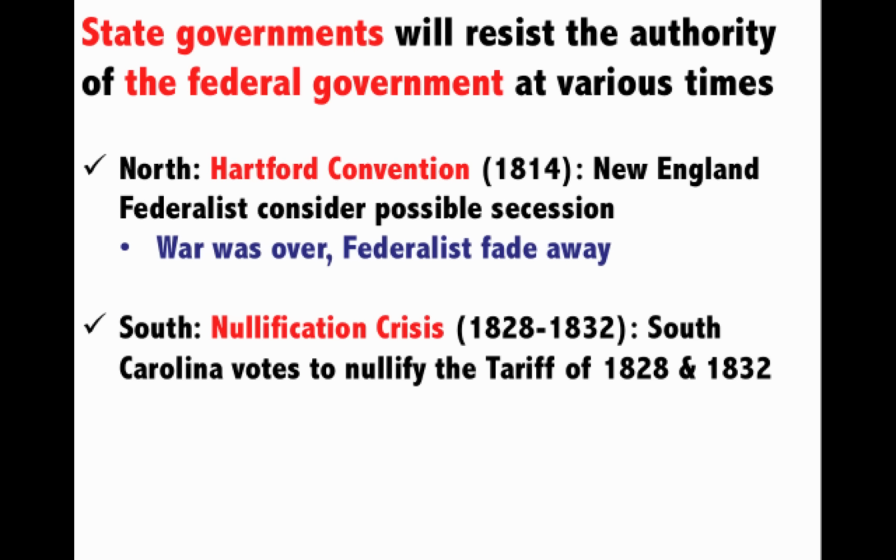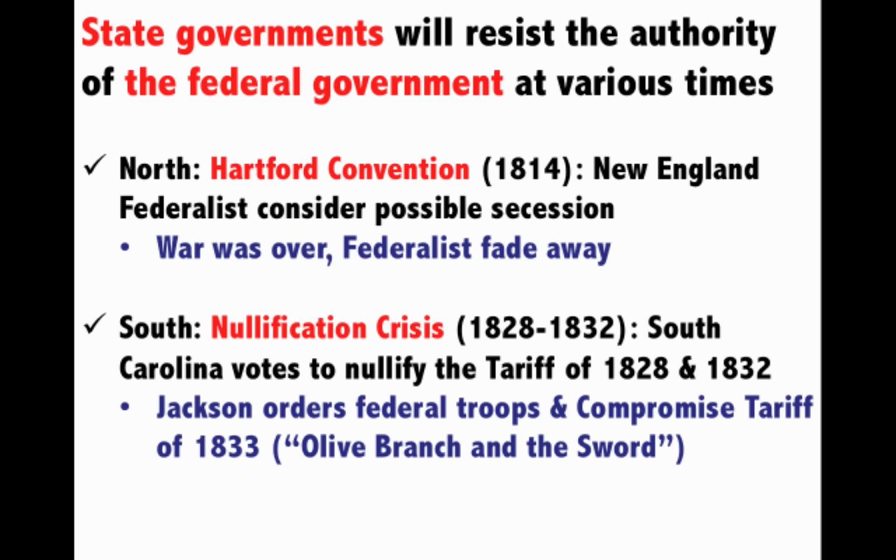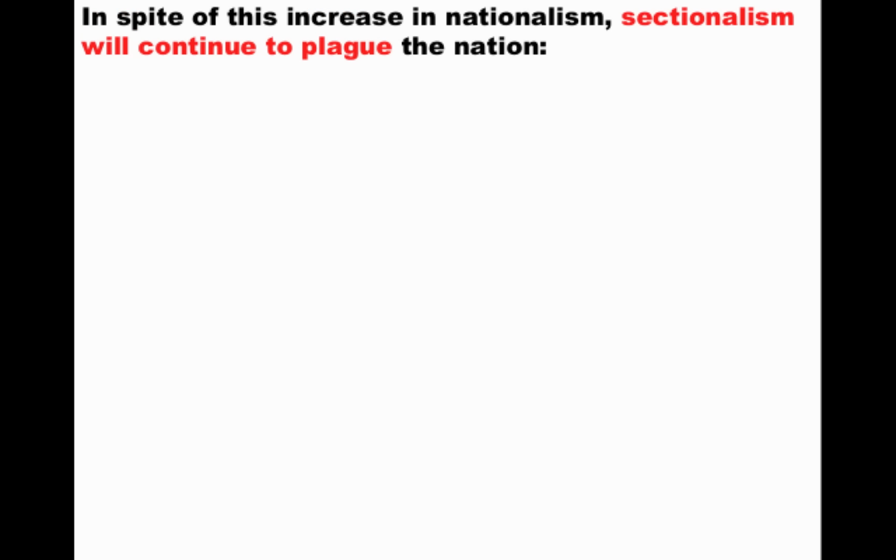Kind of more significant is what happens in the South with the nullification crisis. In 1828 to 1832, South Carolina votes to nullify the Tariff of 1828 and 1832, creating a serious problem, and Jackson, as the president, orders federal troops, and eventually you get the Compromise Tariff of 1833, also known as the olive branch and the sword. So state governments are going to be resisting the federal government at times. And once again, that idea of sectionalism, so important.